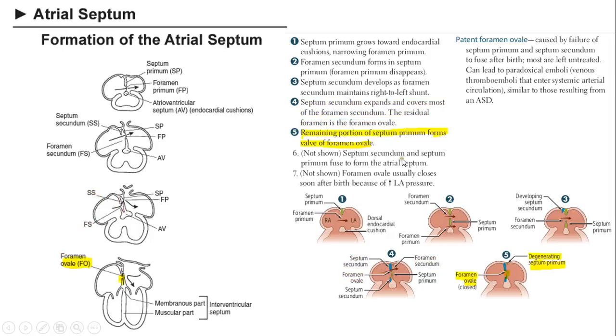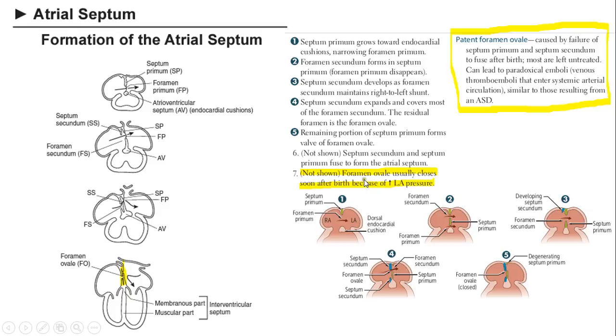Now the remaining portion of the septum primum forms the valve of the foramen ovale. So you're going to have this little valve here, and it's closed there, the foramen ovale. This remaining portion of the septum primum, this little bottom part, lifts up and covers up as a little valve that's closed there. The septum primum starts to degenerate, which is not really shown. Septum secundum and septum primum fuse to form the atrial septum. So eventually the whole thing fuses together and forms the atrial septum.